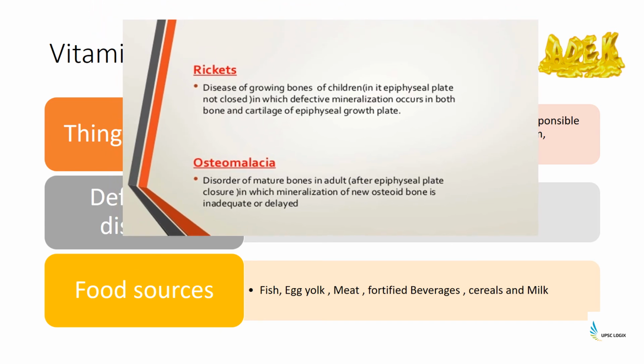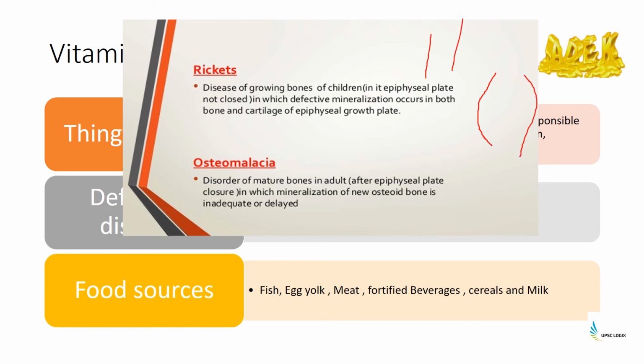Rickets is a disease of growing bones of children in which defective mineralization occurs in both bones and cartilage of the epiphyseal growth plate. Basically, the legs become curved instead of being straight.